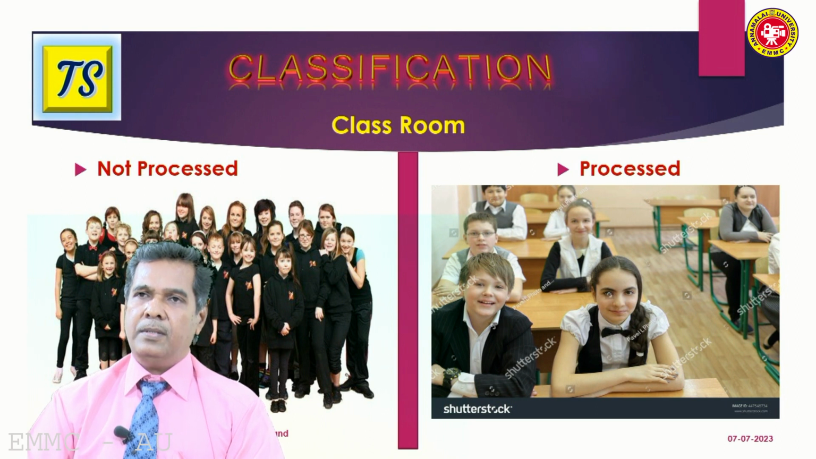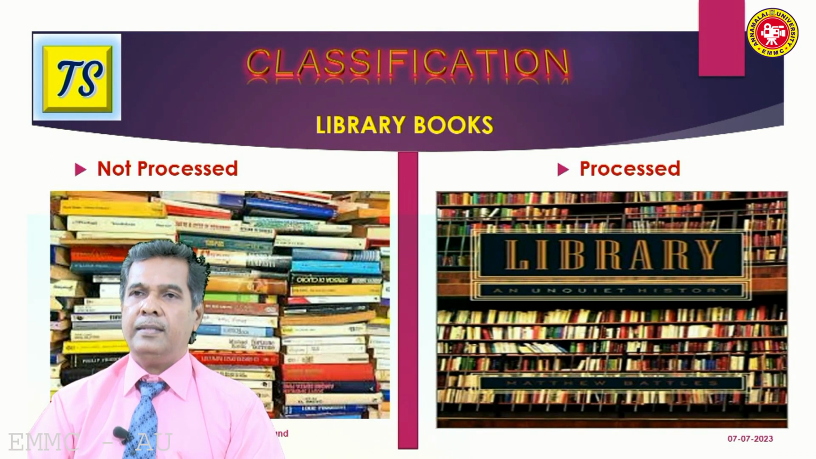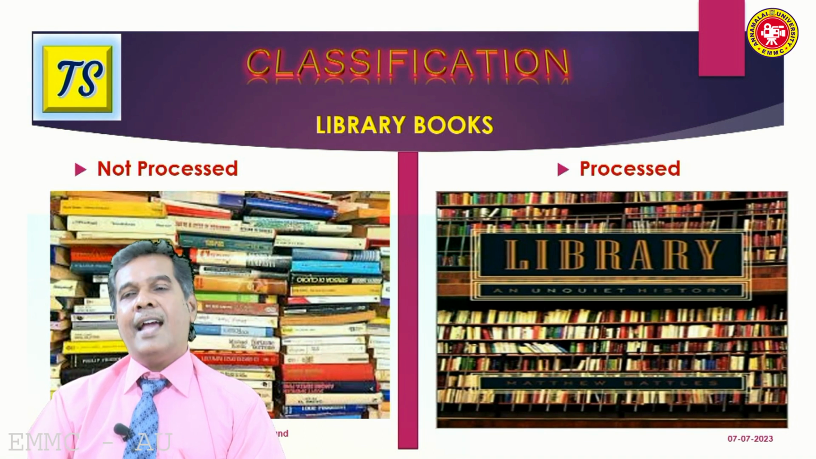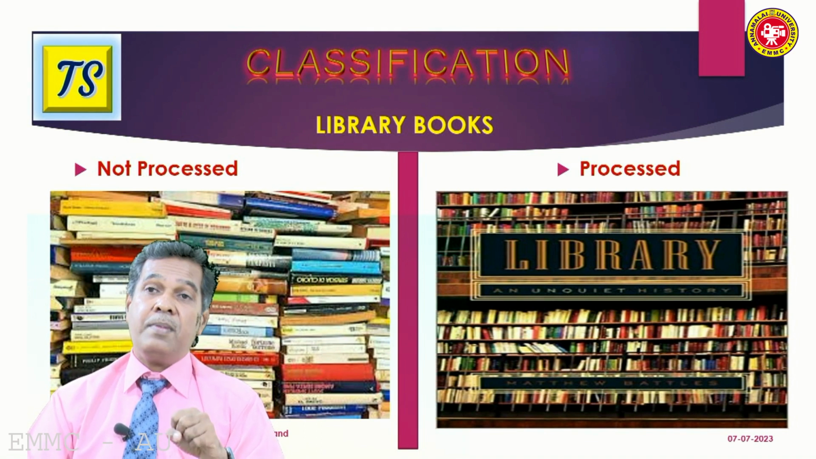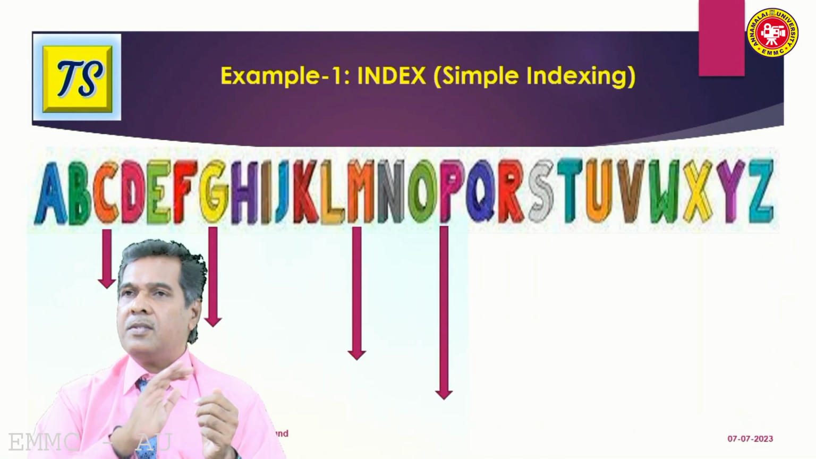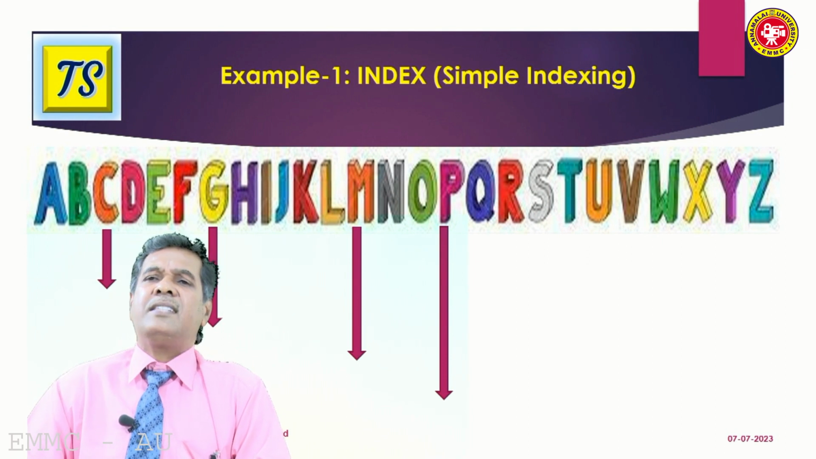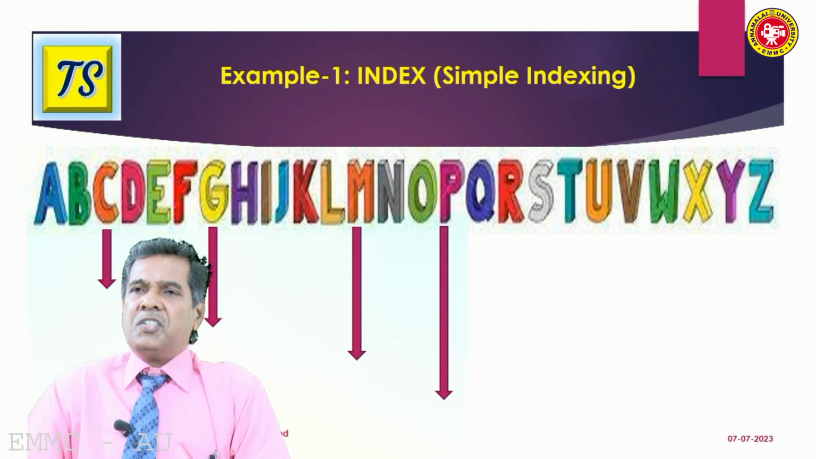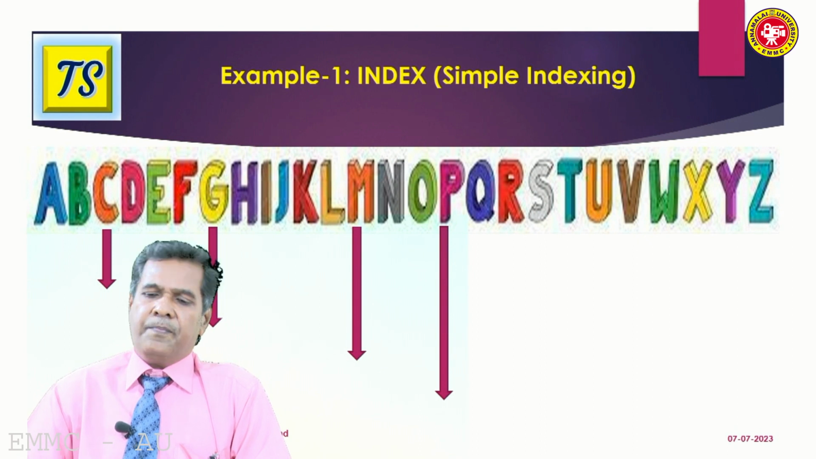See another example. A group of people, they are not processed, but in the classroom you know how the arrangements have been made. Such kind of classification helps to arrange everything, any object, not only the document. See the library, the processed and not processed. Here classification plays the major role. In earlier days, many techniques were followed by librarians to arrange the documents. The simple indexing system you can find in dictionaries and other reference sources.